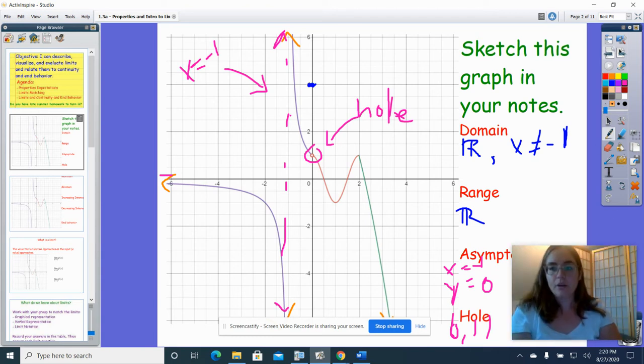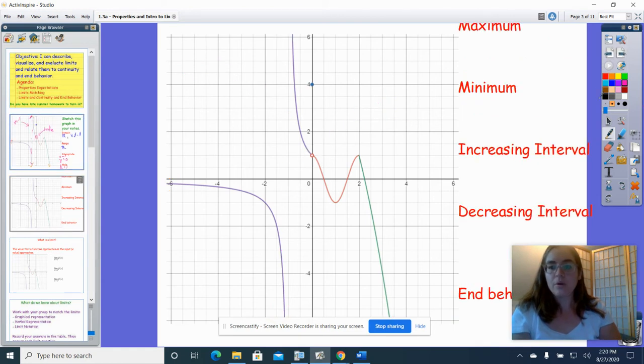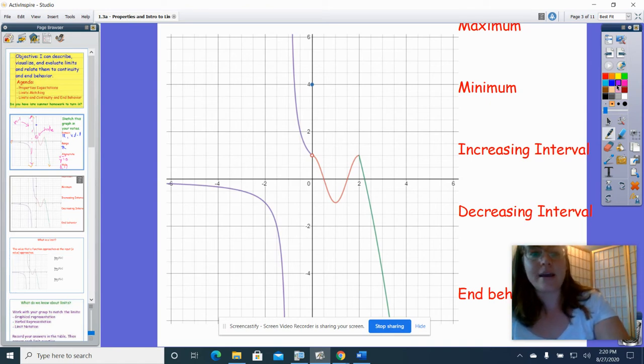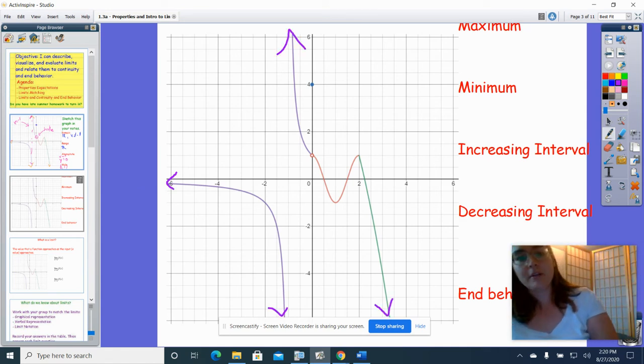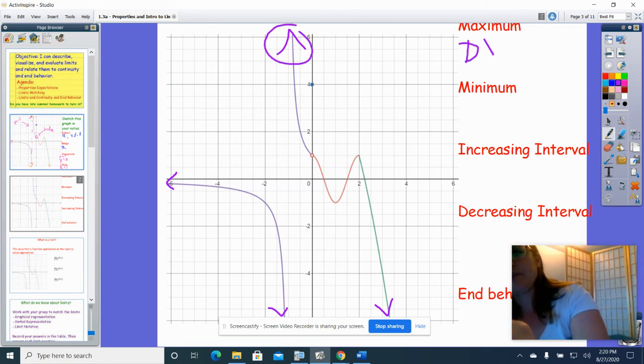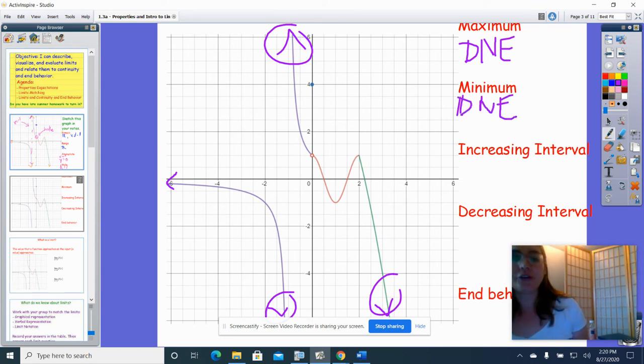Okay, going forward, we're now going to look for a maximum, minimum, increasing and decreasing intervals and end behaviors. So this graph does not have a maximum because it's not bounded above, right? This arrow clues us in. So there is no maximum. There's also no minimum. There is an increasing interval. There's only one. It's right here from 1 to 2.